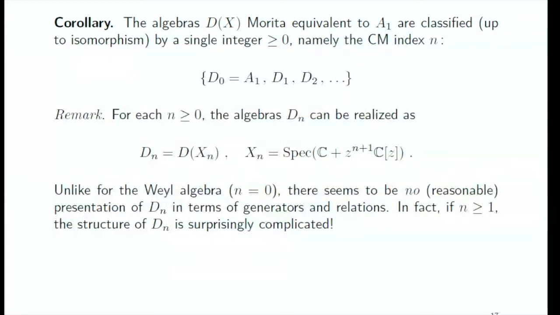So once you get this result, of course, a natural question is to understand the automorphism groups. The automorphism group of A1 is the famous Dixmier group. And the question is, what are the automorphism groups of these D_n? One difference is that you can't expect to describe this D_n in an elementary fashion using generators and relations for n greater than 1.